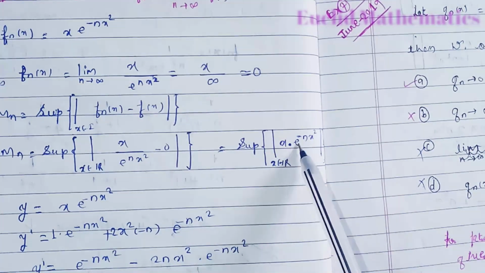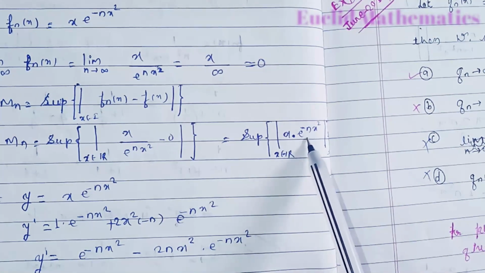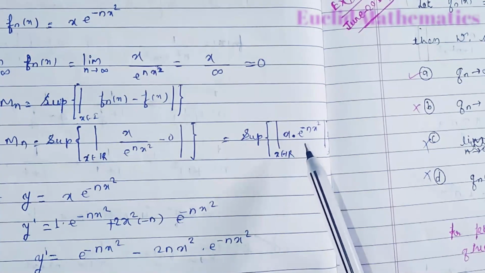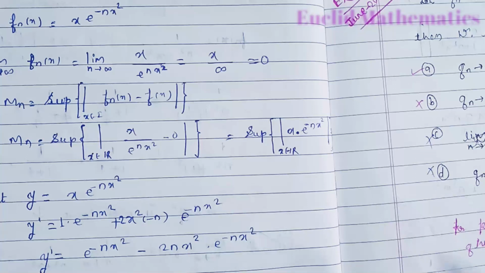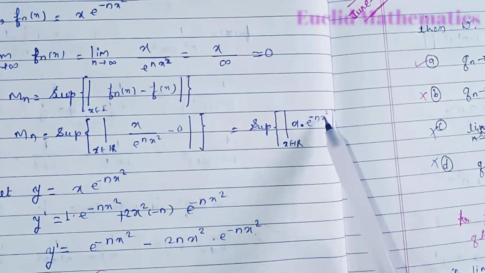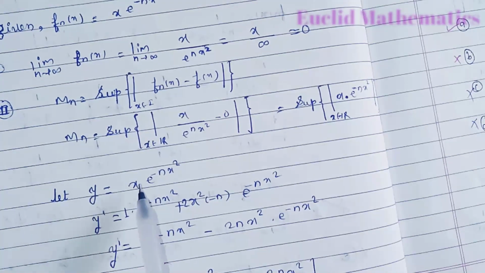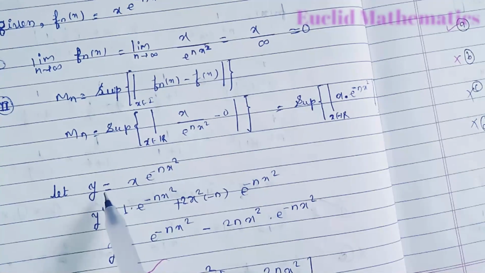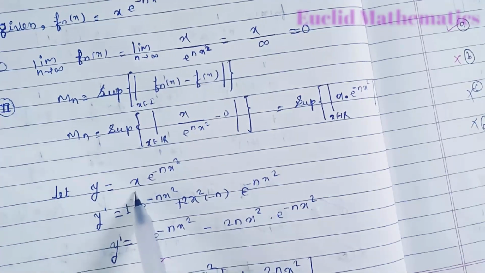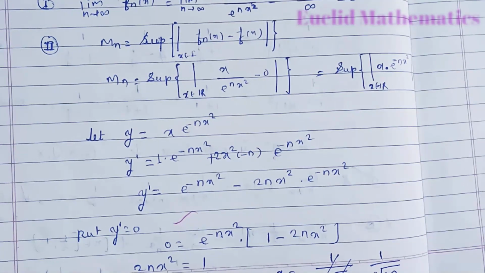So here f_n(x) is left only, but in our M_n we cannot decide whether M_n is 0 or not. So we have to check whether it is 0, non-zero, or having any constant values. Now consider x e raised to minus n x square as some other variable. I consider that as y, which is equal to x e raised to minus n x square. So we have to differentiate to figure out whether the value is a constant or any type of number in the form of n, which we require further.